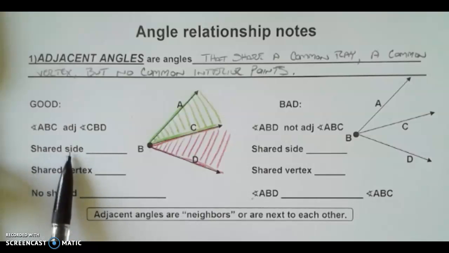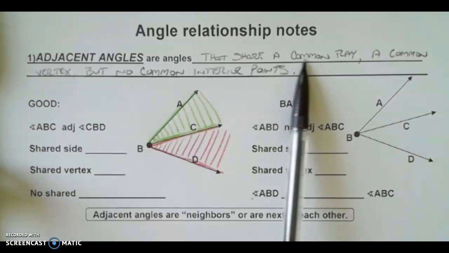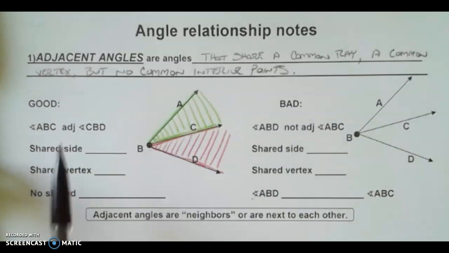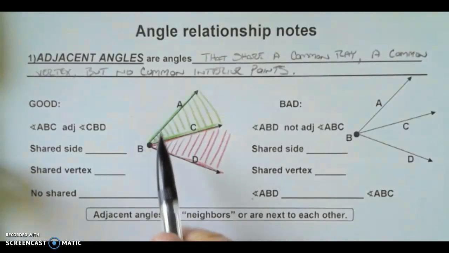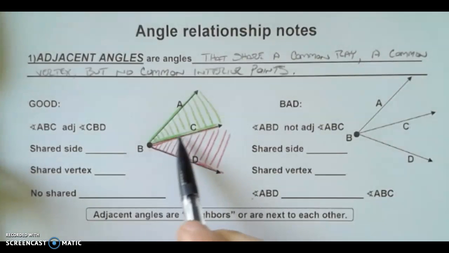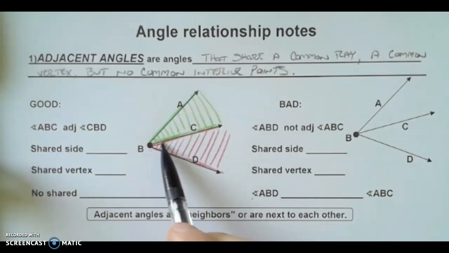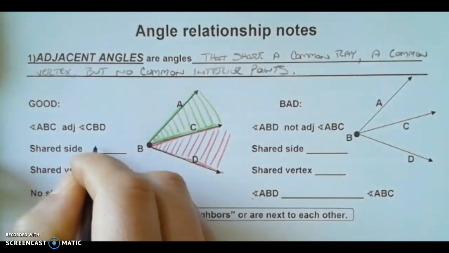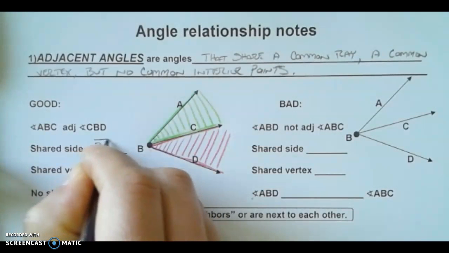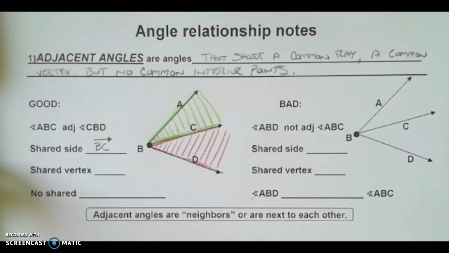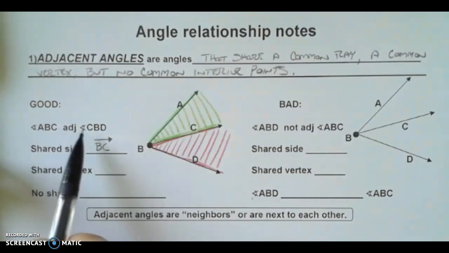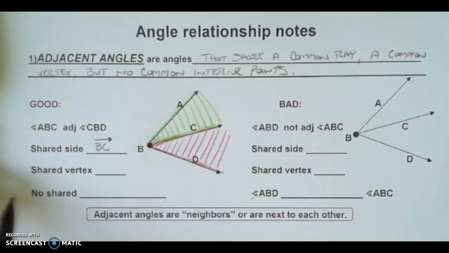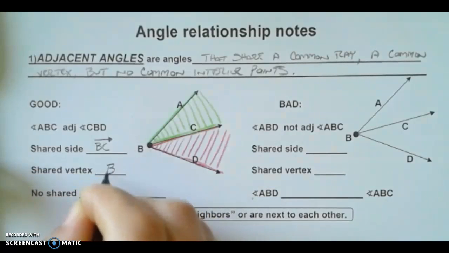Do they share a side? Remember, they have to have a common ray, which was going to be a shared side. And if I look at where my colors are, they touch right here along this ray BC. I can see it's traced in green and it's traced in red. So I'm going to say that the shared side is ray BC. And remember, that's how you draw a ray. Shared vertex point. The vertex of each angle, it's the letter that's in the middle, it's right here, this point B. The shared vertex is at point B.